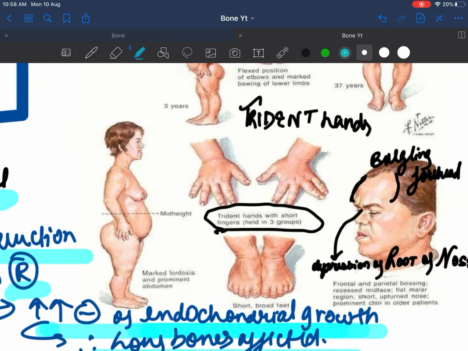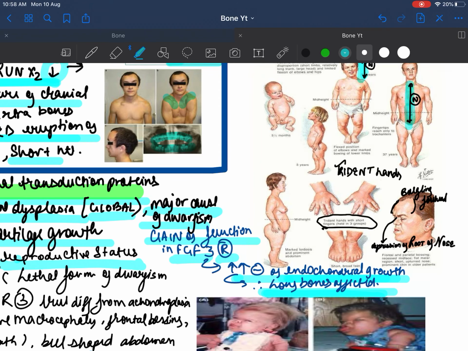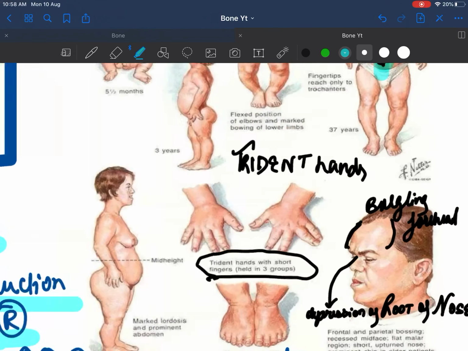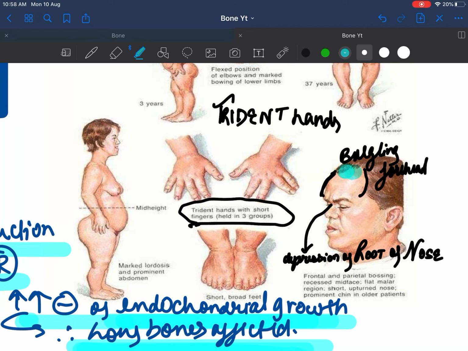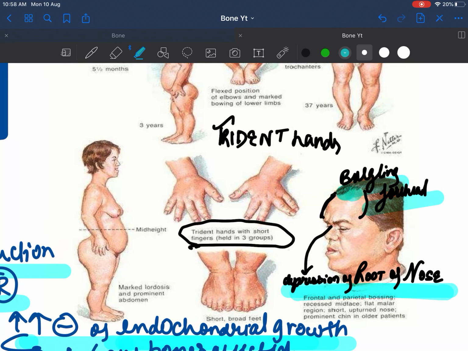So some of the classical features of a person with achondroplasia is there will be bulging of the frontal part of the skull, and there will be a classical depression of the root of the nose, and the characteristic feature is trident hands. So what are trident hands? When the person outspreads the hands, it will show some trident hands with short fingers held in three groups. So these make a classical image of a trident.